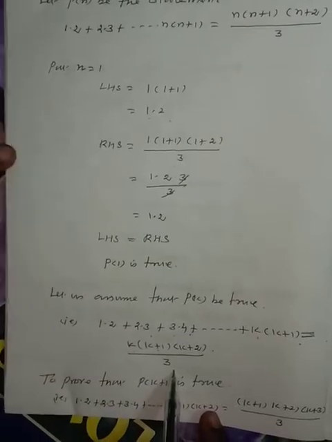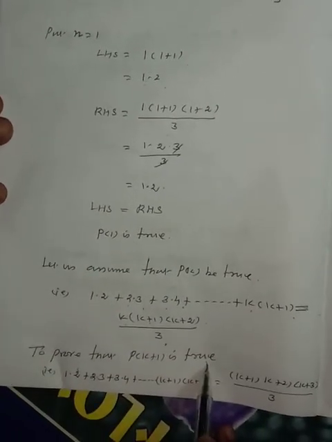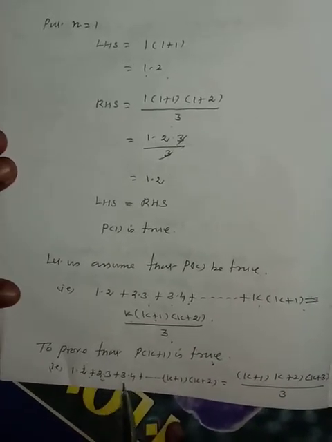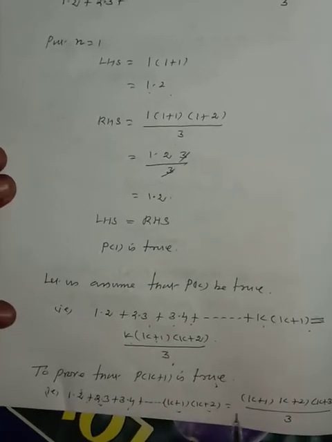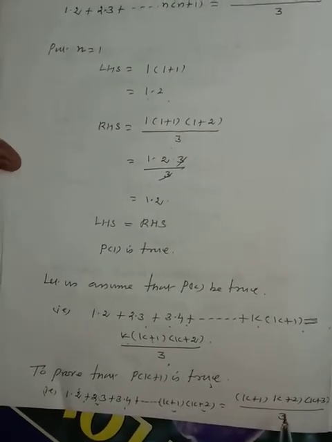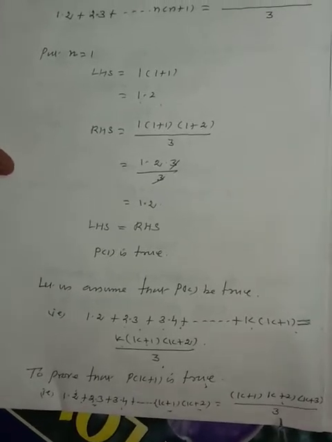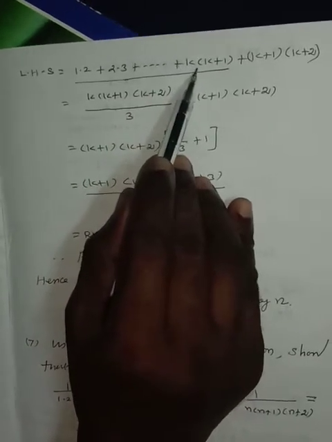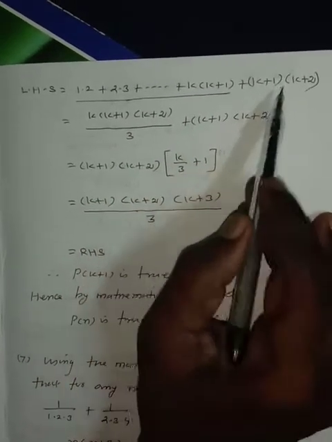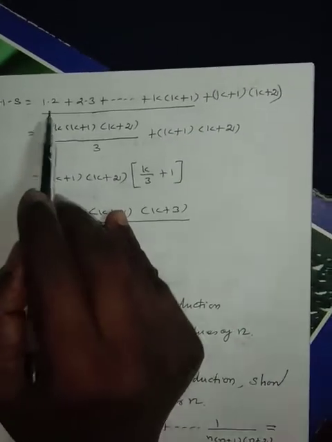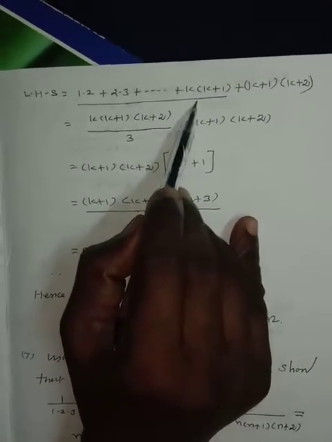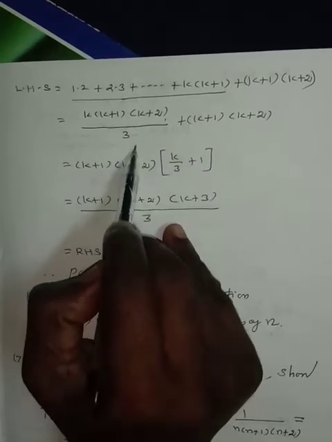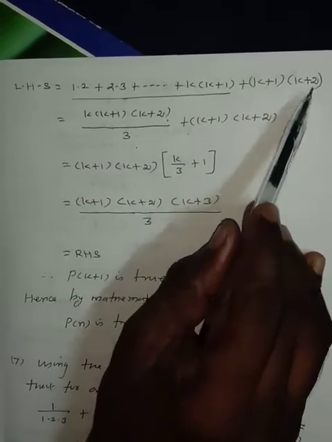To prove that P(k+1) is true, this is the kth term, in addition we take one more term: 1.2 + 2.3 + 3.4 and so on to (k+1) into (k+2) is equal to (k+1) into (k+2) into (k+3) divided by 3. That's 1.2 + 2.3 + 3.4 and so on k into (k+1) + (k+1) into (k+2). From 1.2 to k into (k+1) is k into (k+1) into (k+2) divided by 3, plus (k+1) into (k+2).